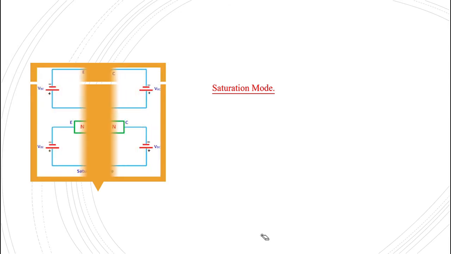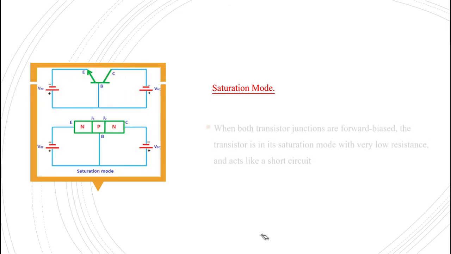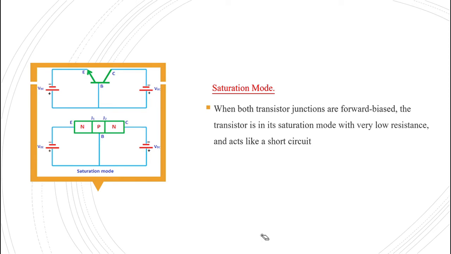Third one is saturation mode. In saturation mode, both transistor junctions are connected in forward bias. Both emitter and collector have N sides, and they are connected to the negative terminal of the source or battery. These connections are called forward bias, and the transistor is in saturation mode with very low resistance. It acts like a short circuit.